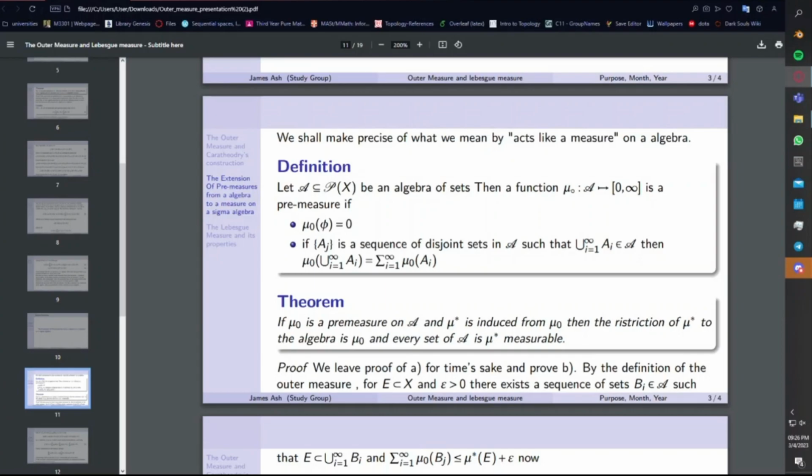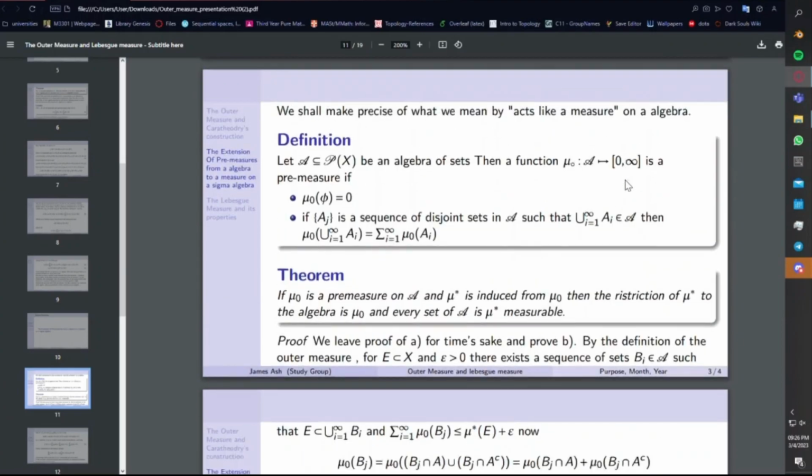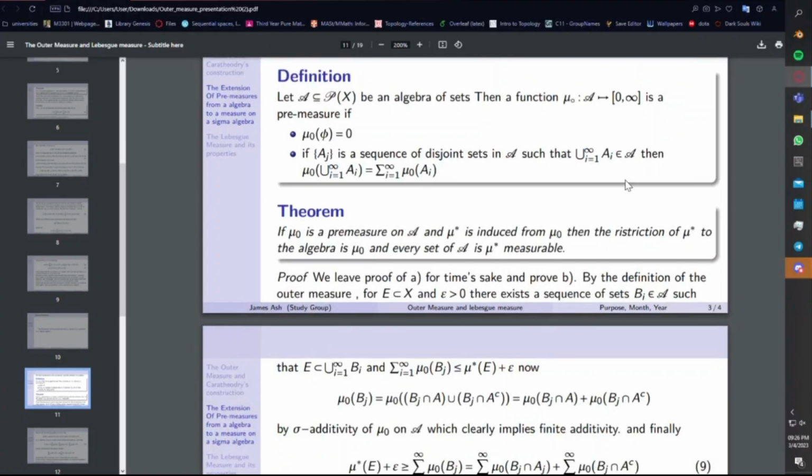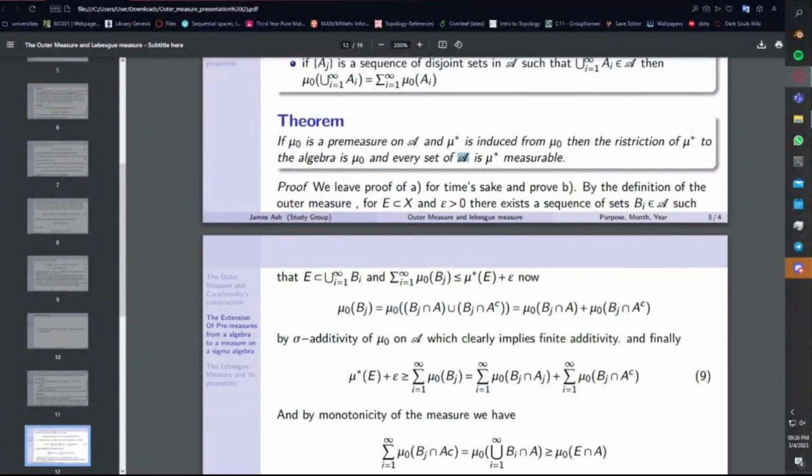I won't go into the proof of the first part, but for the second part, I think we have the time to go over it. So we need to prove that the sets here are measurable. Give me a sec to read the proof.